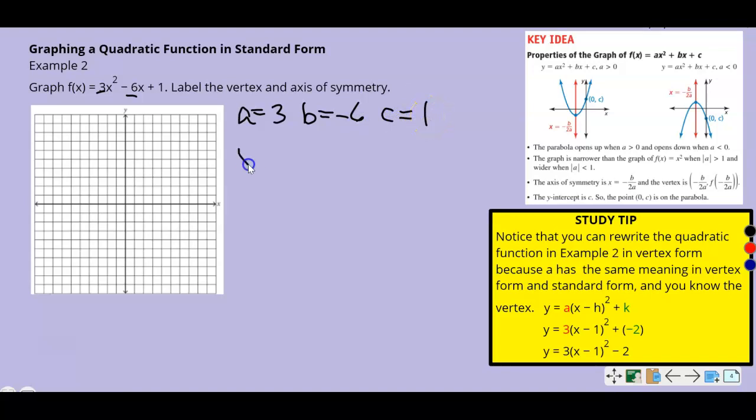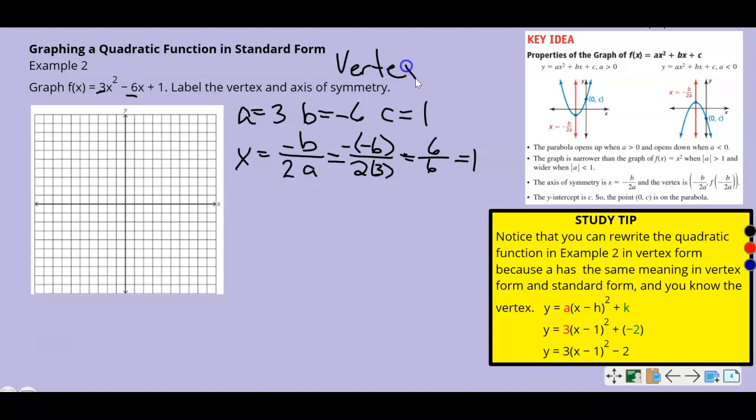All right, to find your vertex, you have to do x equals negative b over 2a. We know that b is negative 6, so we're going to have negative of negative 6 over 2 times 3. The negatives make that a positive 6 over 6, which is 1. So the x value of our vertex is 1. I'm going to write this up here so we save a little space. So our vertex is (1, something).